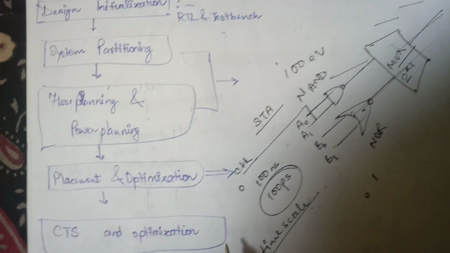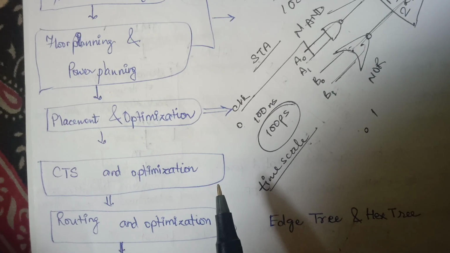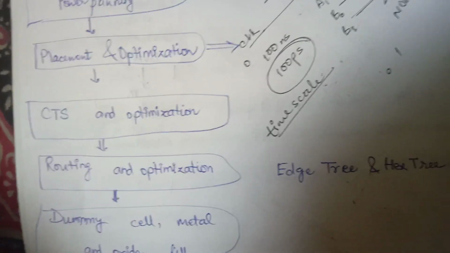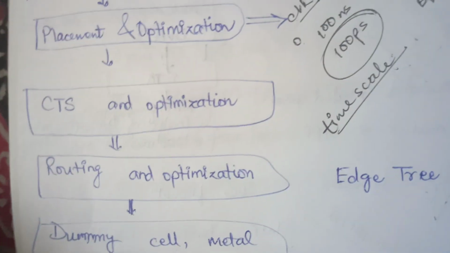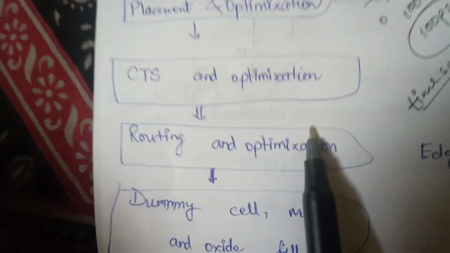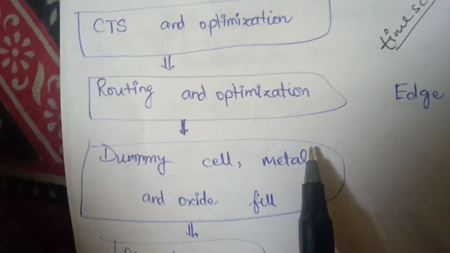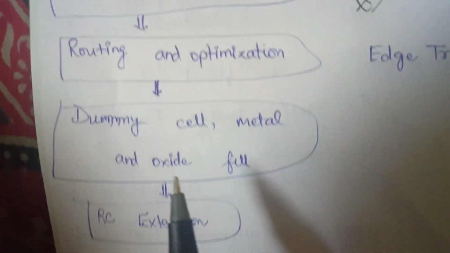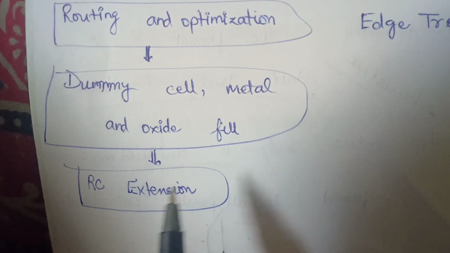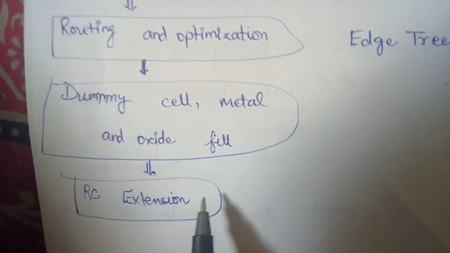We go through the floor planning and power planning, the placement and optimization, and CTS, the clock tree synthesis. The clock tree synthesis and optimization are followed by the routing and optimization. Thereafter come the dummy cell, metal and oxide fill, and the RC extraction.